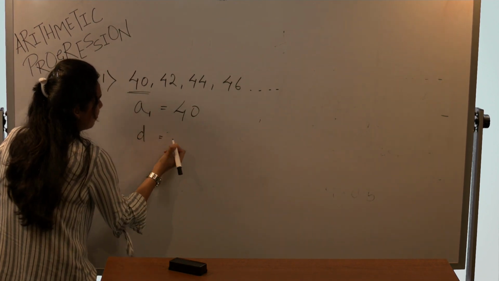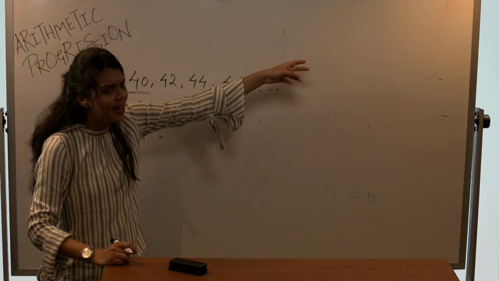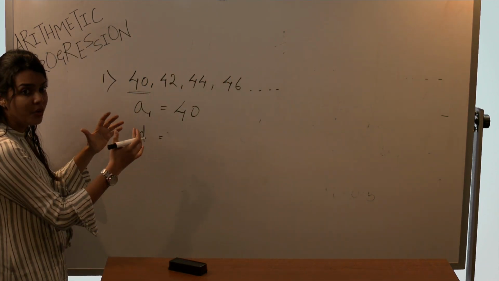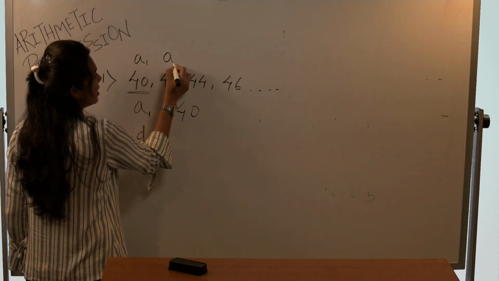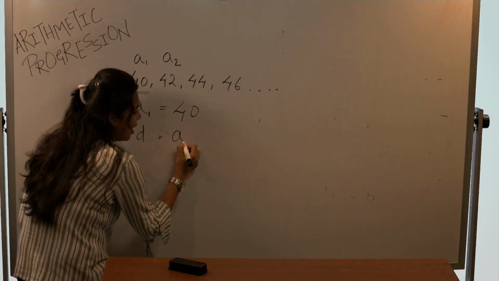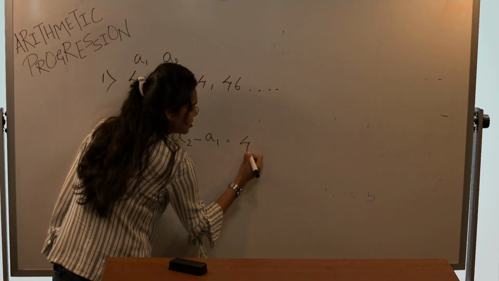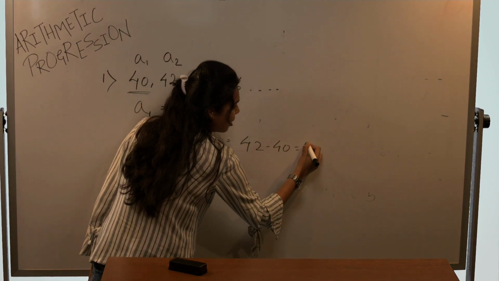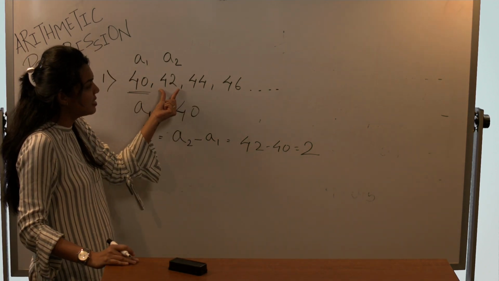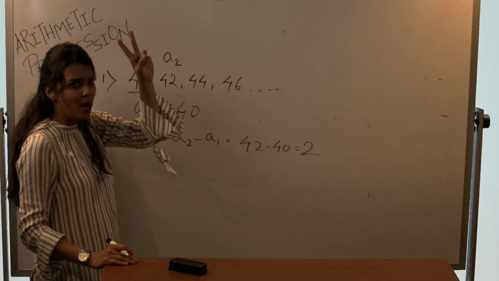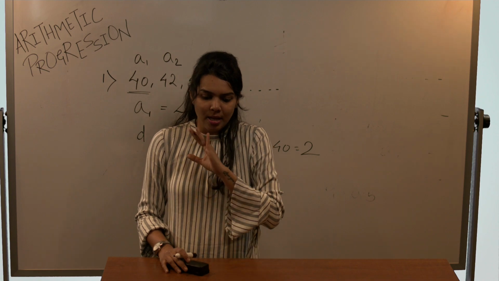Common difference D: you can easily figure out, there is a difference of 2. 2 is added to every term. But I want to write it in the form of a formula. If this is A1 and this is A2, what is the difference formula? A2 minus A1, which is 42 minus 40, which is equal to 2. You can check the further terms. A3 minus A2, 44 minus 42, again 2. 46 minus 44, again 2. So the difference remains the same.